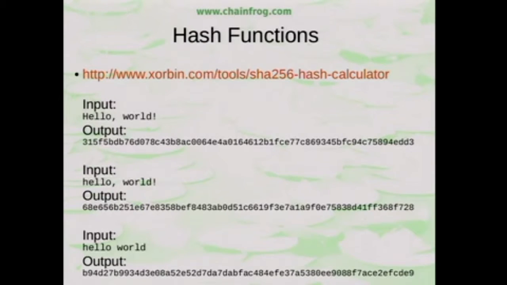If I go over here, there's a link to an online hash calculator for SHA-256, which returns a 256-bit output. If you put in "Hello, world!" you get this number, which I've written out in hex. If you change it to "hello world" with a lowercase h, you get a totally different string. And if you drop the punctuation, you get yet another string. That's really important. It's really bad if you pick a hash function that regularly returns the same hash value for different data inputs.